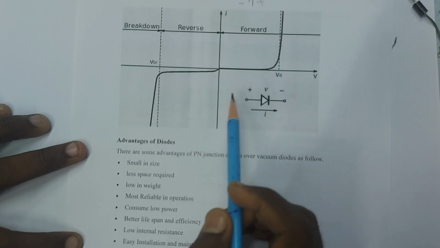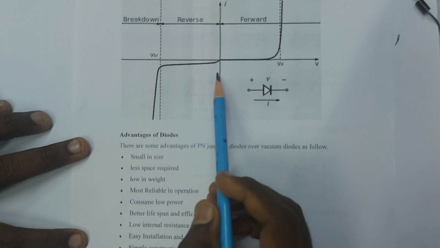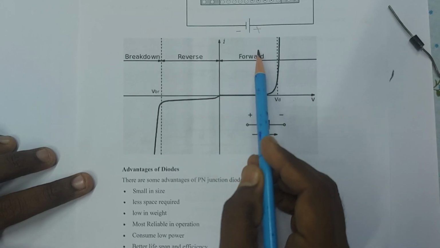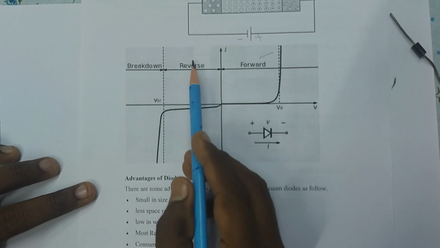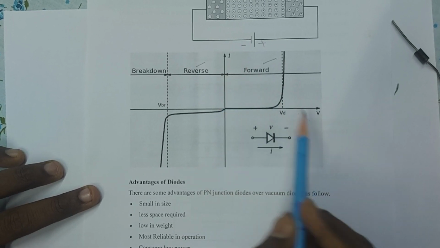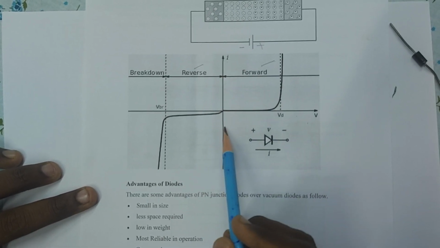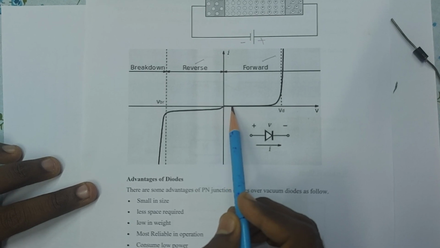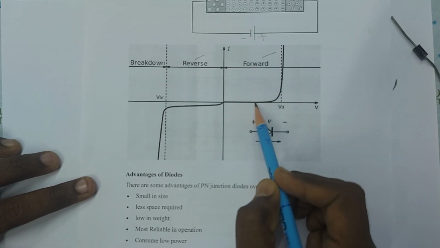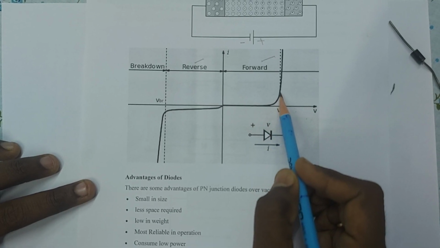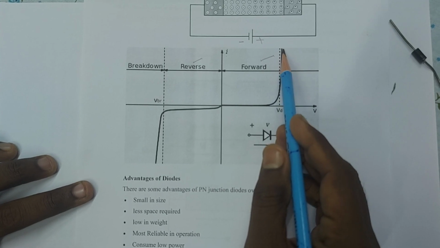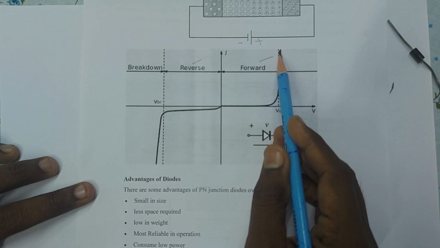Okay, next we are going to see the characteristic graph. What happens when the diode is in forward bias, and what happens when it is in reverse bias? If you look at the voltage and current, as you gradually increase the voltage of the diode in forward bias, the current also gradually increases, and it attains the maximum saturation state.